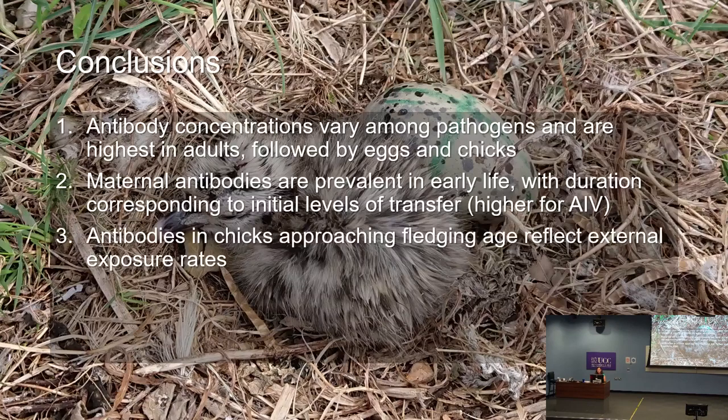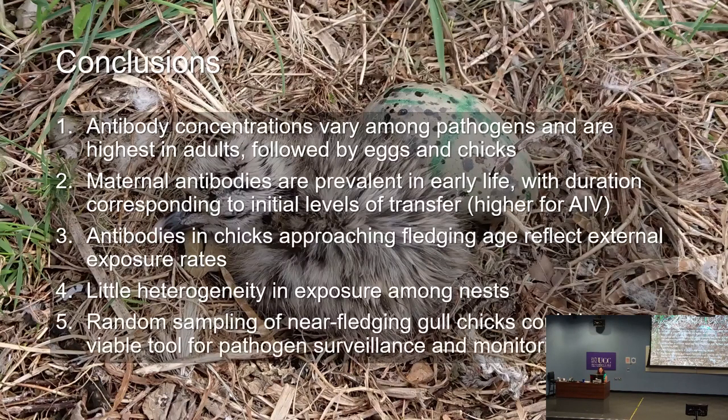Antibodies in chicks approaching fledging age are more reflective of external exposure rates once the maternal antibodies have kind of disappeared from the system. We don't find too much heterogeneity in exposure among nests, so random sampling of near-fledgling gull chicks could be a pretty useful tool for pathogen surveillance and monitoring in this system.